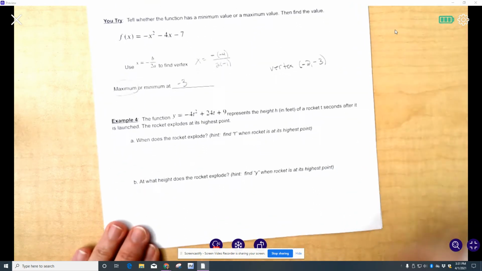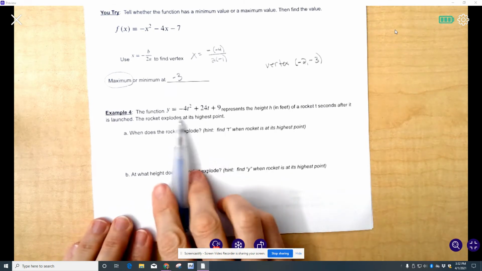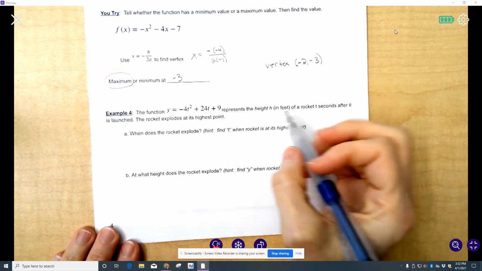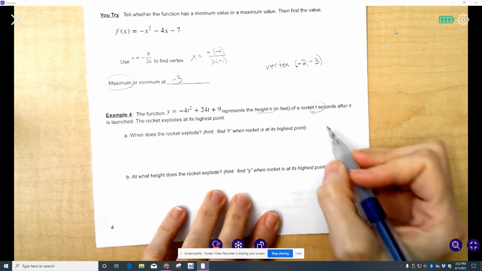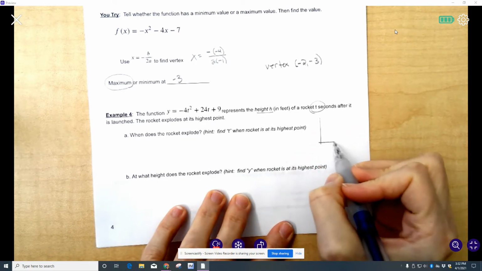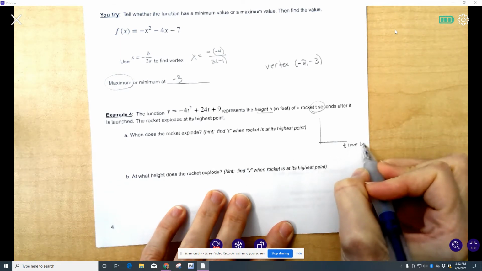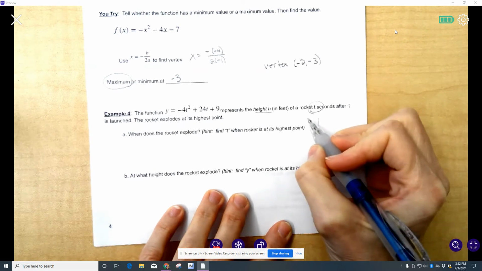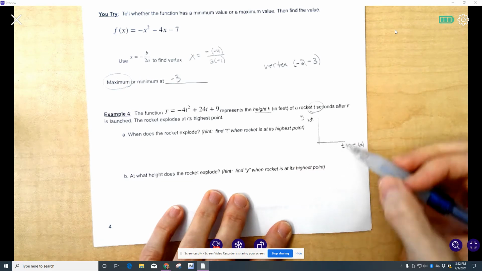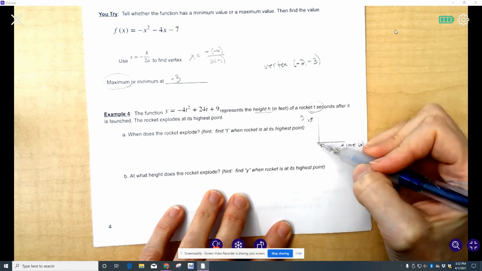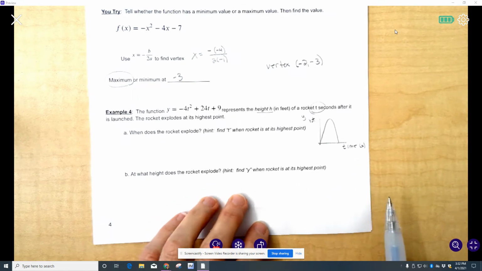Okay, we're going to look at a word problem in this video also. It says the function here represents the height in feet of a rocket t seconds after it is launched. Remember, time is always your independent variable, so time is your x. In this case, how high the rocket goes is your y. So we got a rocket, I'm assuming it's starting from the ground. It goes up, comes down. It's going to look like a parabola.